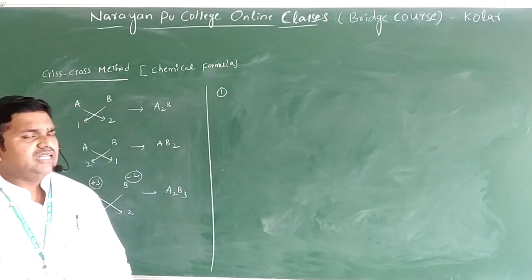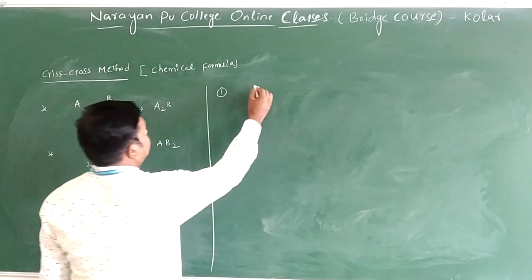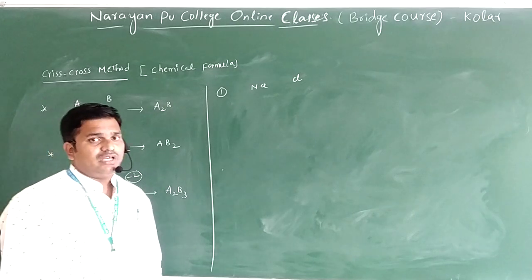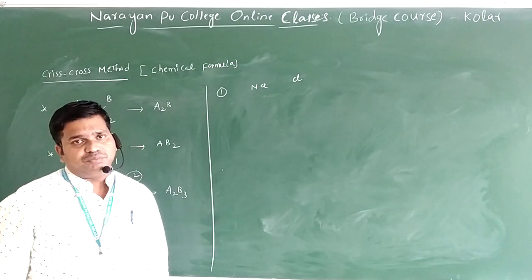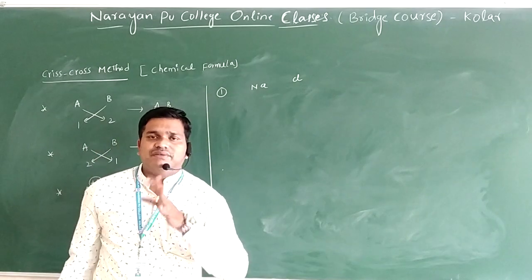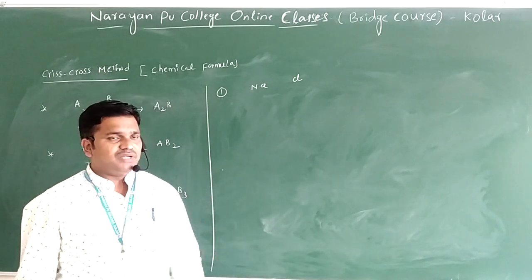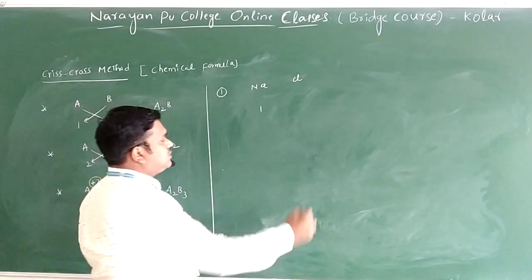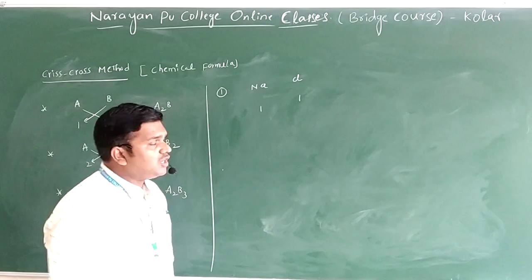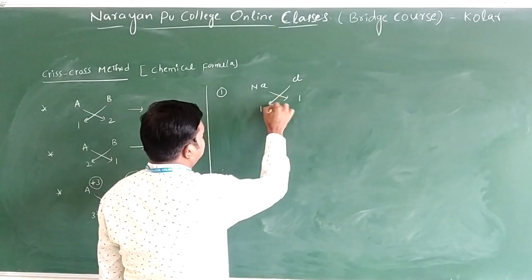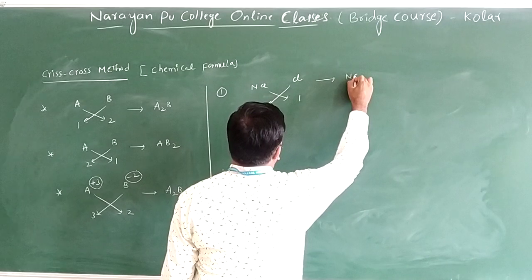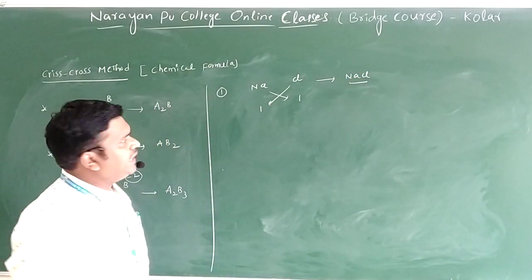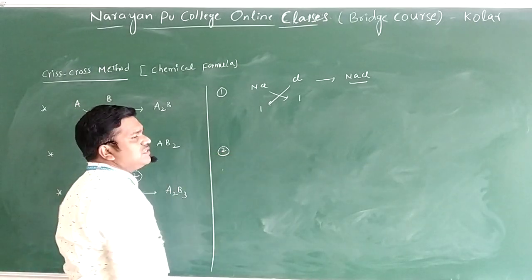Suppose I am taking sodium and chlorine. Sodium I am taking as Na and chlorine as Cl. Already we discussed sodium belongs to the first group element, chlorine belongs to the 7th group element. So the first group element valence is 1, and the 7th group valence is also 1 only. You can do the cross multiplication, then you will get NaCl. What is the name of this NaCl? Sodium chloride.